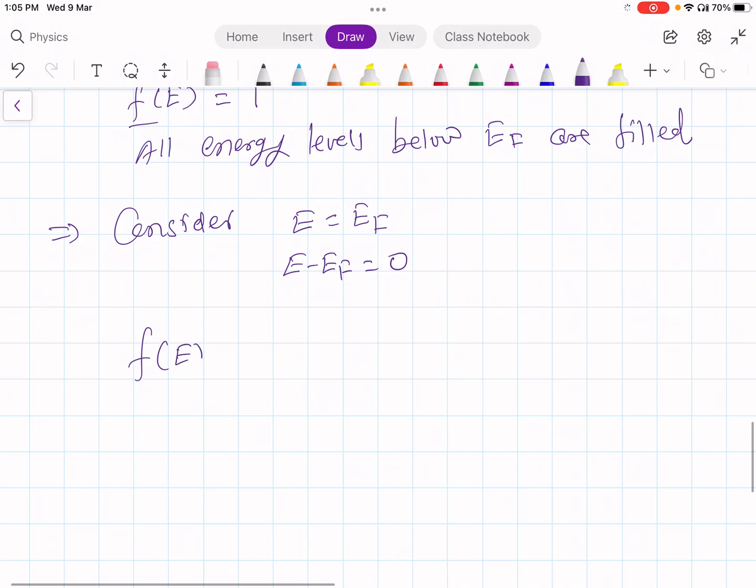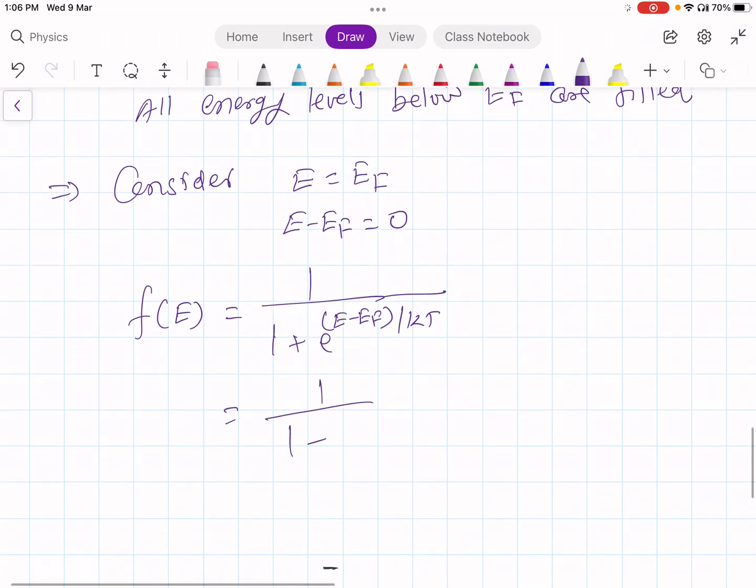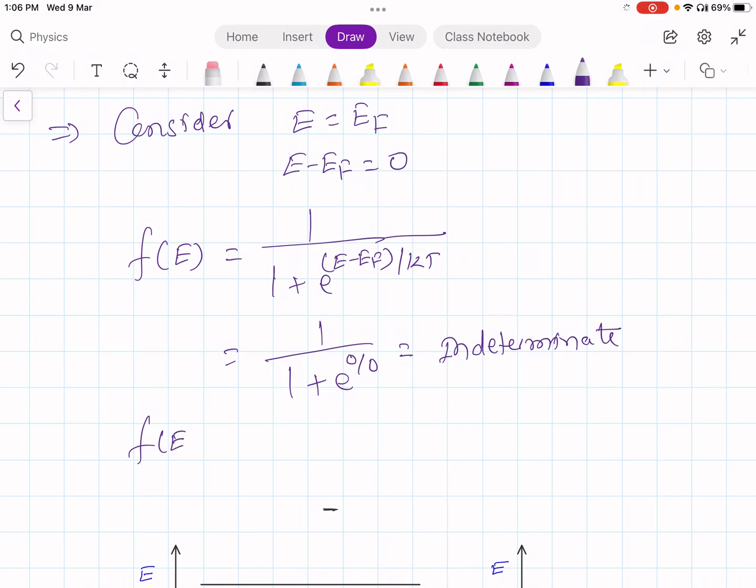And so Fermi function f of E is equal to 1 upon 1 plus e raised to E minus EF upon kT, and in this case 1 upon 1 plus e raised to 0 by 0. And so this is indeterminate. We can't find it. It means that f of E at E equals EF can be from 0 to 1. It can have any values between 0 to 1.